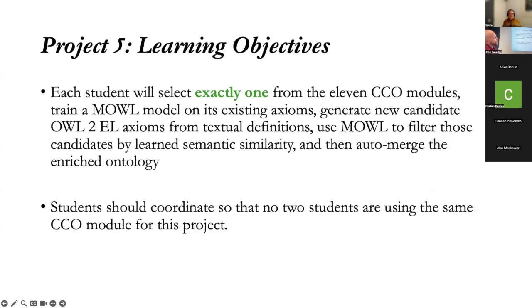You'll then use MOWL to filter those candidates by learned semantic similarity and then merge the enriched ontologies together. So you'll build the axioms, auto-populate according to your threshold, make predictions about what axioms should exist from the textual definitions, and then add those axioms straightforwardly into the CCO module, and then you'll run a reasoner to see if it's consistent. Students should coordinate, so no two students are using the same module for this project. We'll each get one. Again, if more than 11 people want to play with this, I'll give you another.